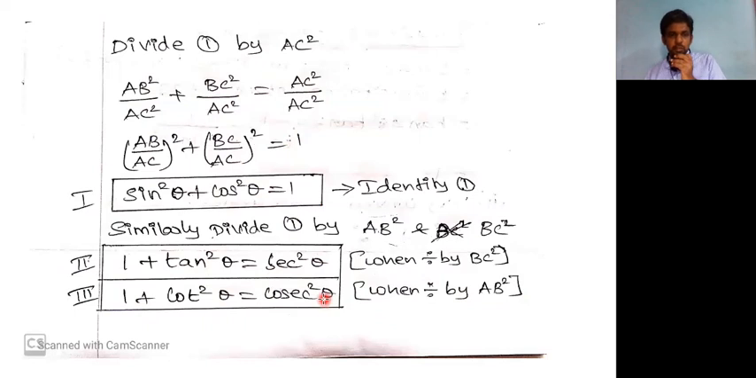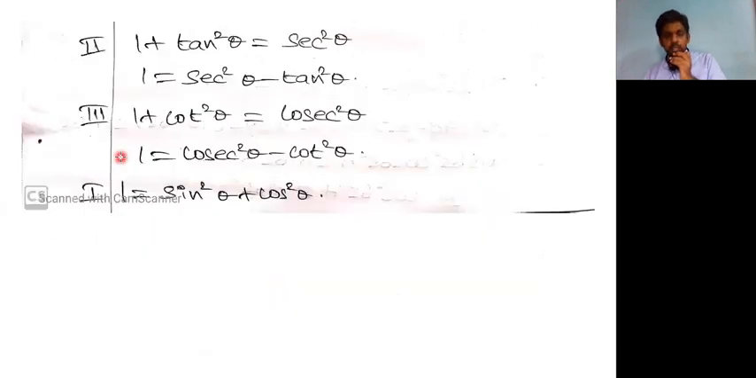So you have three identities: sine square theta plus cos square theta is equal to 1, 1 plus tan square theta is equal to secant square theta, and 1 plus cot square theta is equal to cosecant square theta. Here we can replace 1 by these forms. From 1 plus tan square theta is equal to secant square theta, 1 can be replaced by secant square theta minus tan square theta, taking tan square theta to the other side. Similarly, 1 can be replaced by cosecant square theta minus cot square theta. In the first identity, you can directly write sin square theta plus cos square theta instead of 1. These are the replacements we'll be using in the exercise.